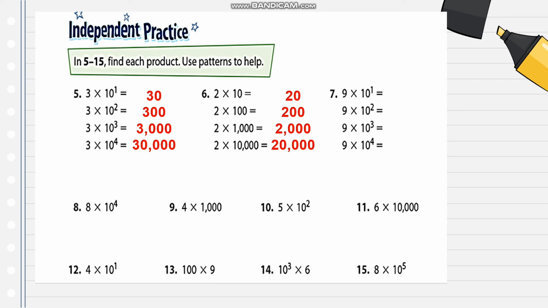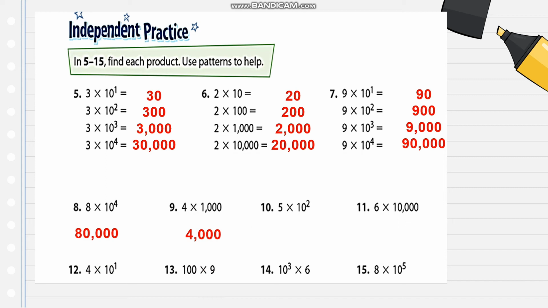9 multiplied by 10 to the first power, 90. 9 multiplied by 10 squared, 900. 9 multiplied by 10 cubed is 9,000. 9 multiplied by 10 to the fourth power is 90,000. 8 multiplied by 10 to the fourth power is 80,000 because the exponent is 4, so you just simply add 4 zeros. 4 multiplied by 1,000 is equivalent to 4,000.